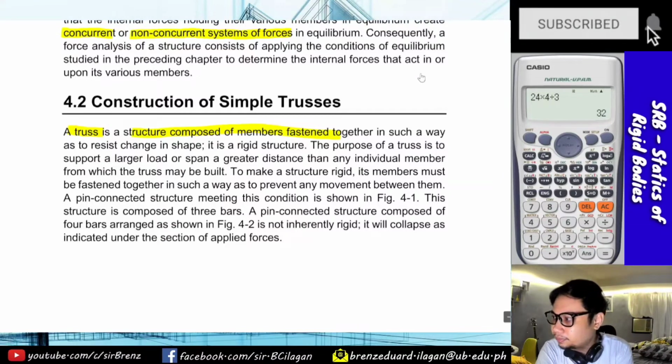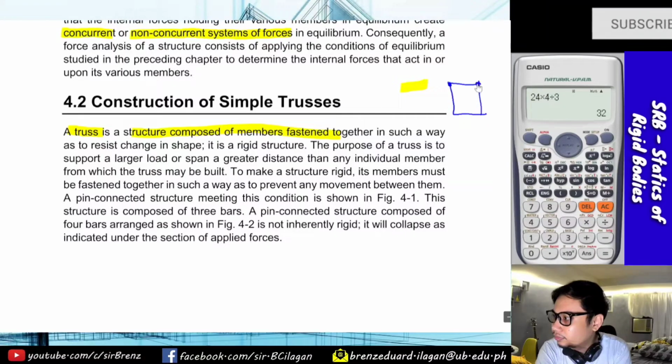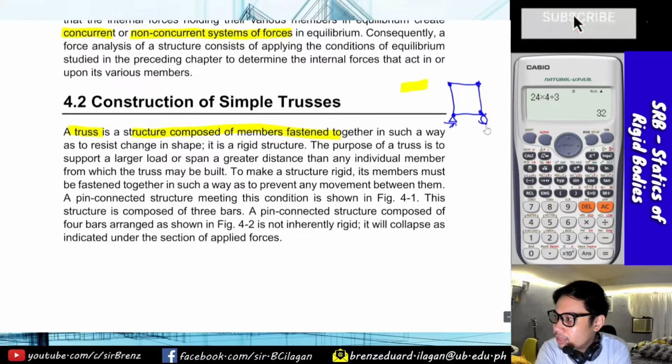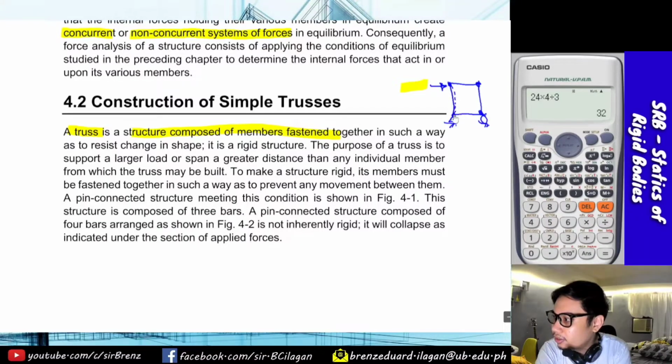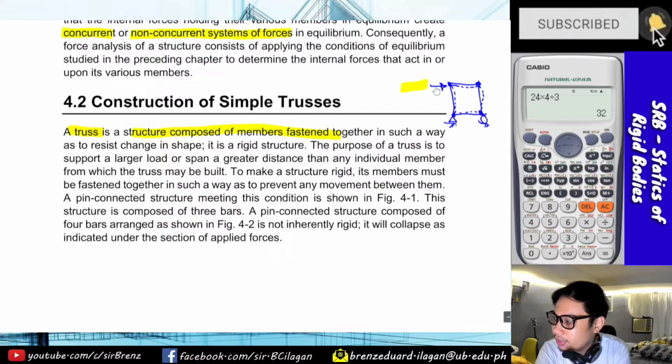So for example, gawa ko ng isang structure na pin connected. Ayan. Okay? So guys, ang problema kasi dito sa type ng structure na to, if applyan ko siya ng horizontal load, ano mangyayari sa kanya? Ito kasi is may tendency na mag-sway o mag-move siya, depende doon sa pagkaka-apply ng force, which is going to the right. So, nangyari, nag-move siya or nag-bend papunta sa kanan.